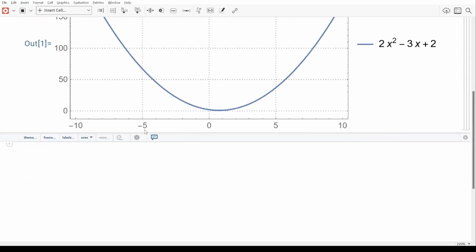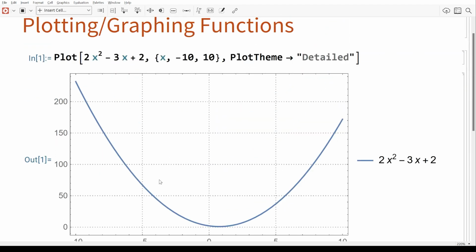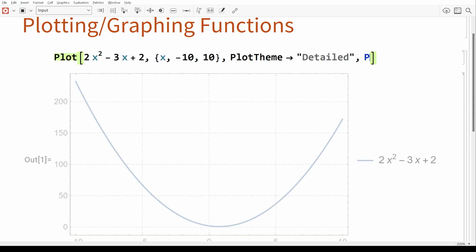And as you can see, this is a plot. I can do more options. I can do, let's say, PlotRange.